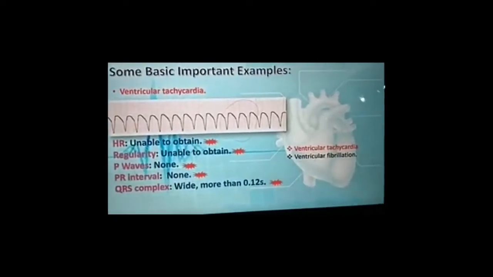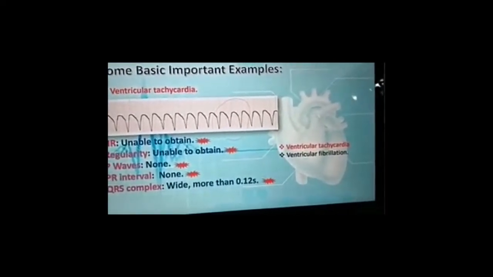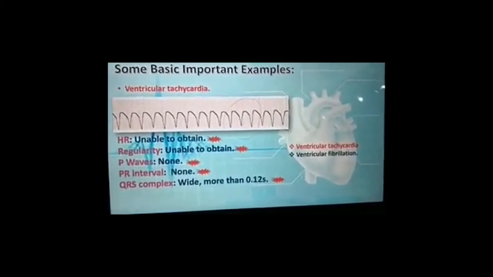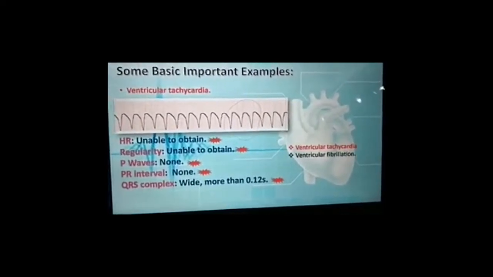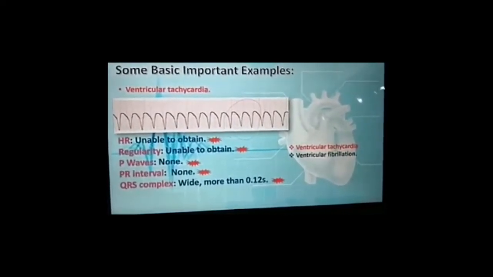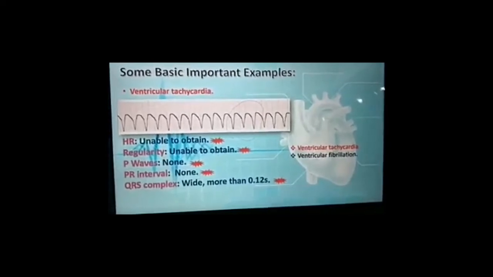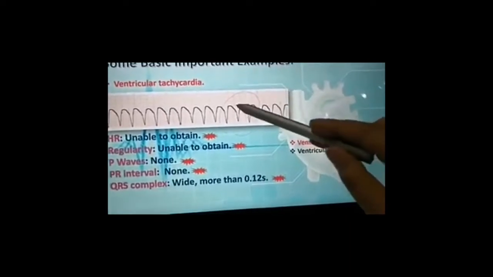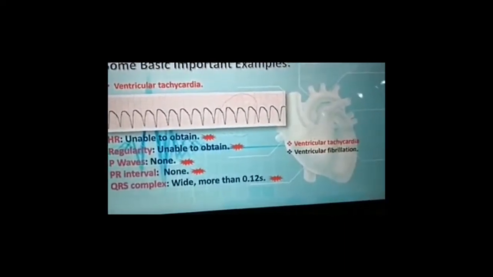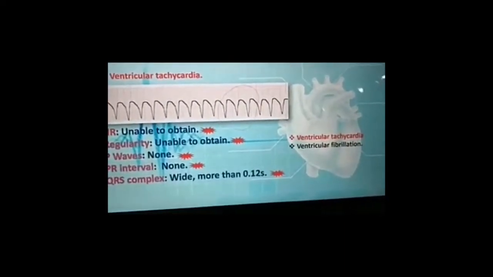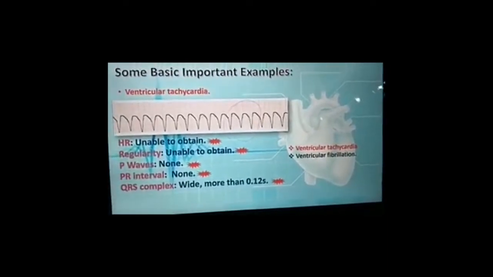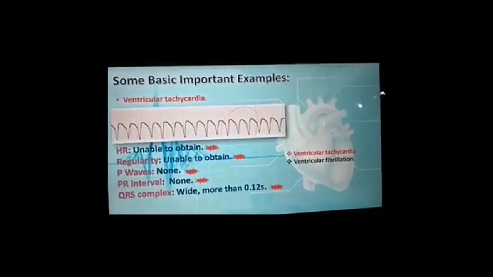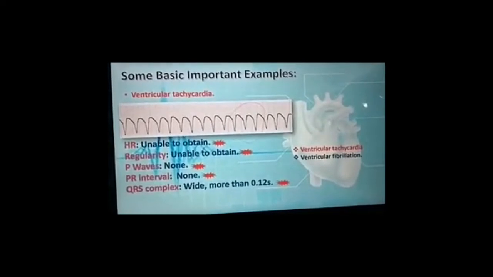So the heart rate is unable to obtain, the irregularity is unable to obtain also, and the P waves, there are no P waves, so the PR interval will be none. If you notice, the QRS complex is wide and bizarre, so more than 0.12 second, not within a normal range.